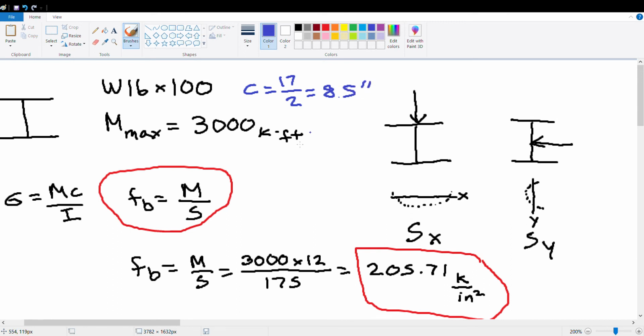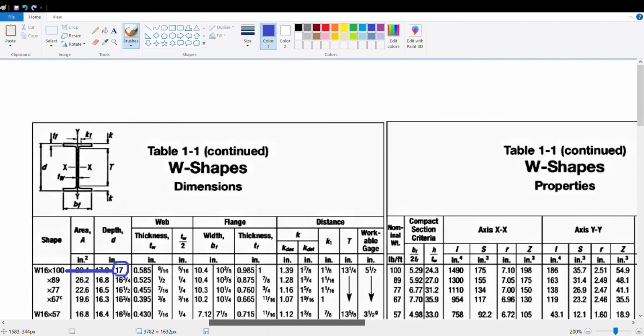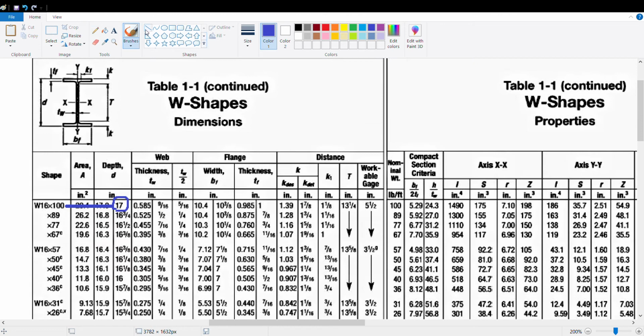Very easy. Now all you have to do is find the I. Again, handy dandy steel manual. And where is the I? Well, the I is right here. Remember, we go to the W16x100, and we go all the way to the next page, and I is right here at 1490. And remember, once again, there are two I's: one about the x-axis and one about the y-axis. One is the strong axis, one is the weak axis.